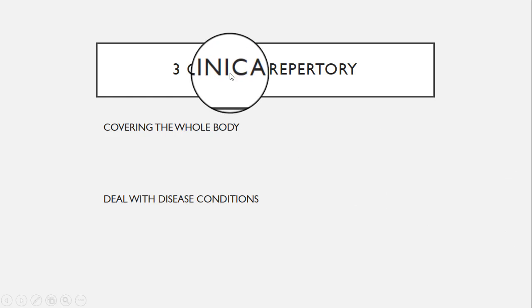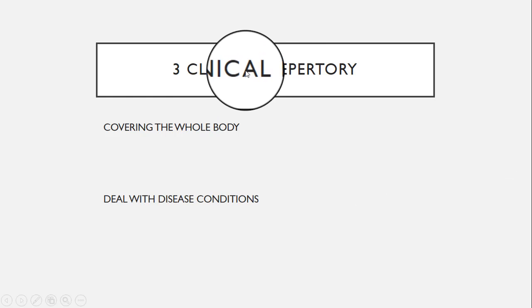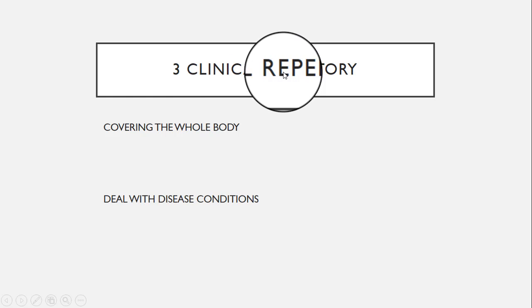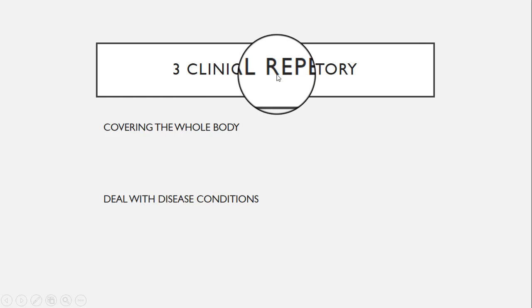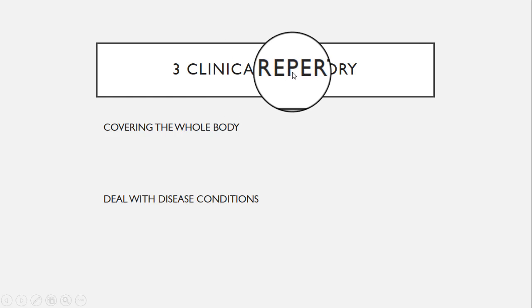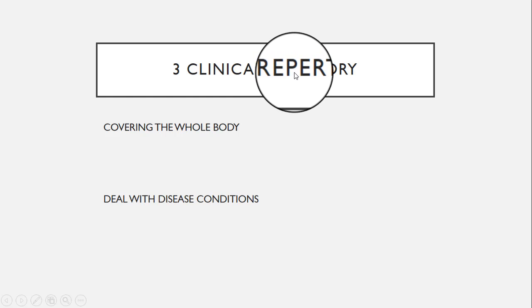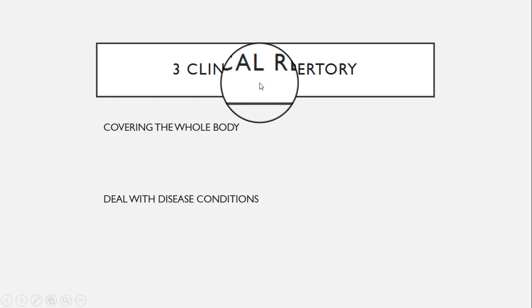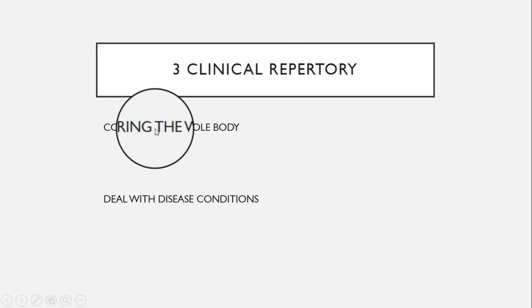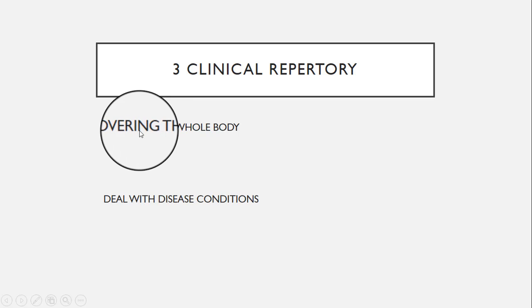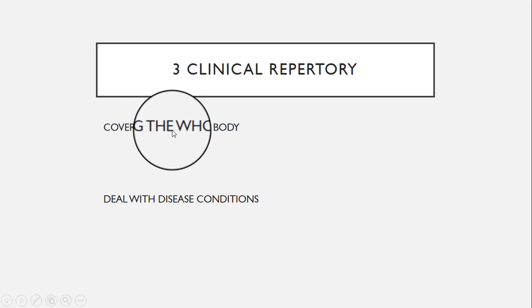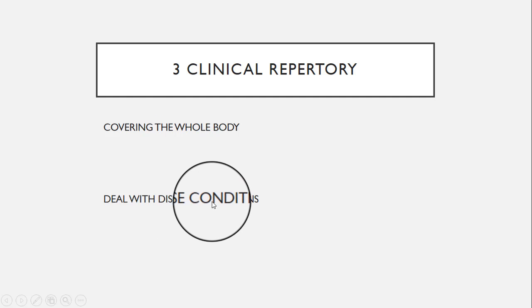Now third repertory, that is clinical repertories. So these repertories have many clinical rubrics, you can say symptoms, under different systems and medicines, and are grouped against the name of the diseases. Now as you can see here on the screen, they are again subdivided into two parts, that is covering the whole body, and the second one deals with the disease condition. So first of all we'll talk about covering the whole body.